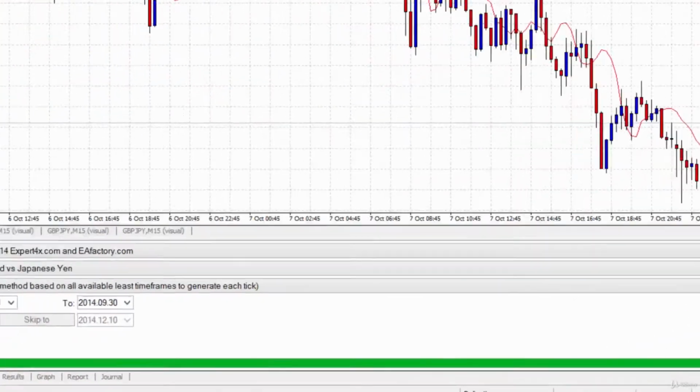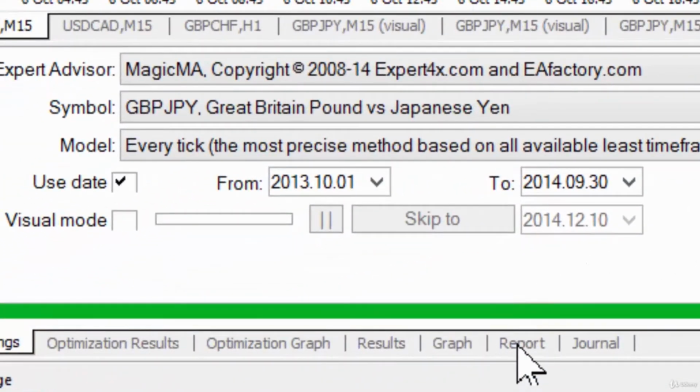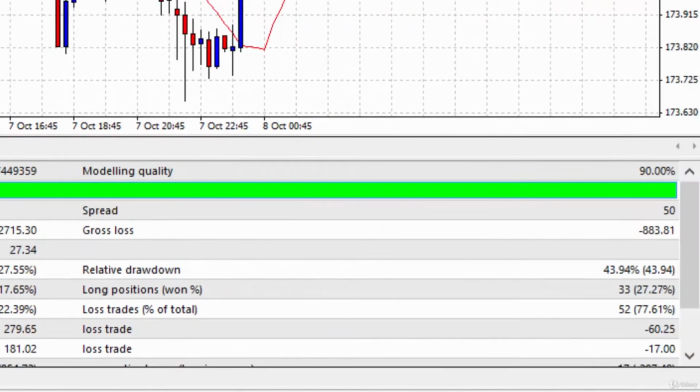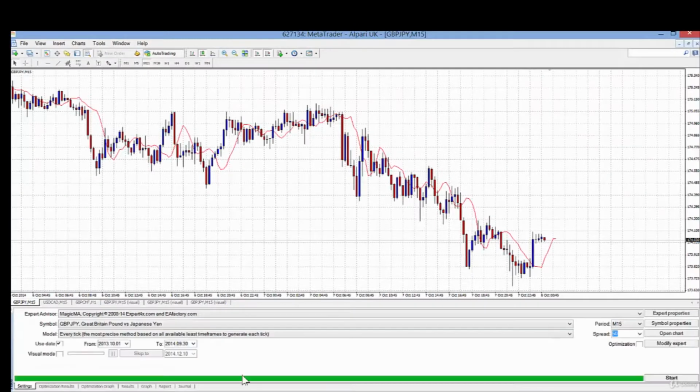Right, this test has stopped, so let's have a look at the report. And the report shows a gain of 1,830, which is more or less what we had in the optimization, and it was done on a 90% modeling quality. So we're pretty happy about this particular setting and this particular run. So we can safely go and run this in a visual mode. So that's what I'm going to do.